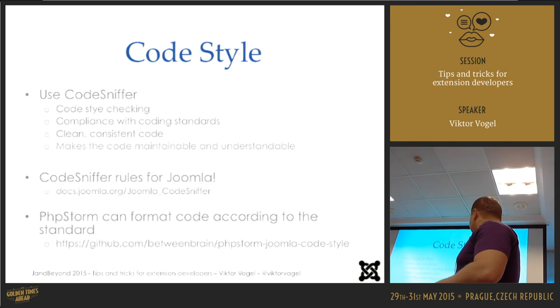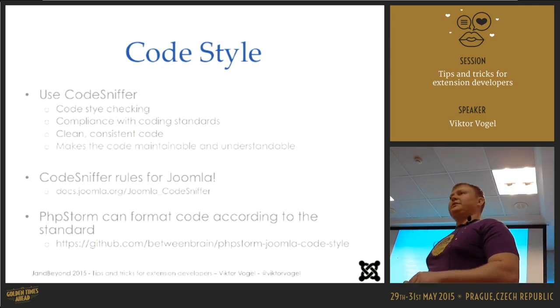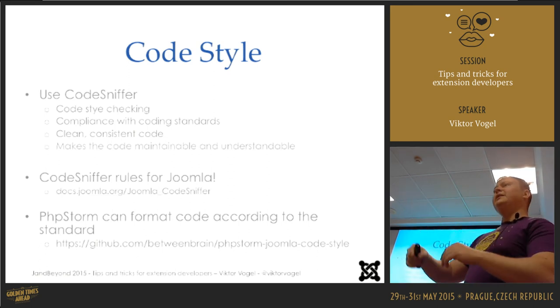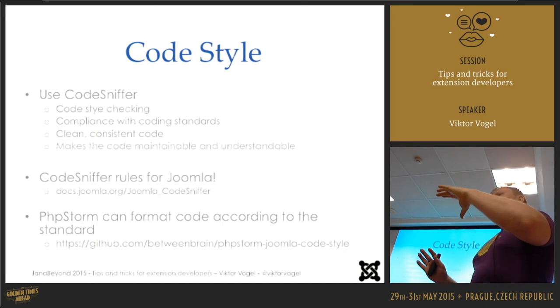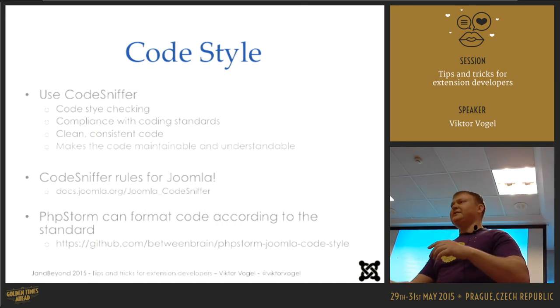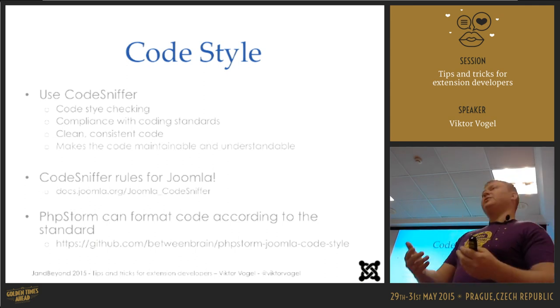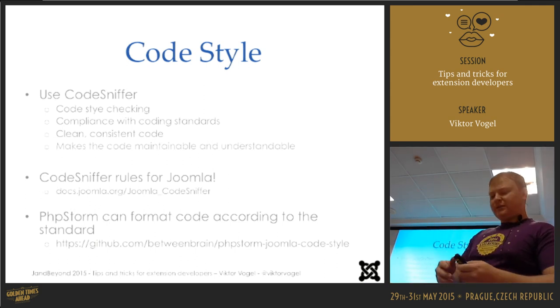And they are available on our documentation site. And the cool thing is PHP Storm has an auto format functionality, so you can select all the lines or just the file and click auto format, and then, according to the rules that Joomla provides, it will format the code properly. So if you do a pull request or you want to contribute, just do the auto format, and then the code style will be properly done.